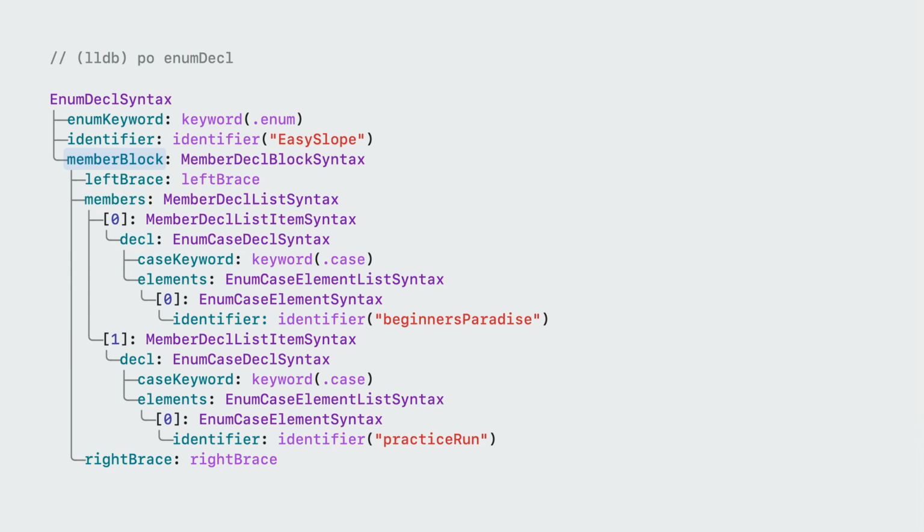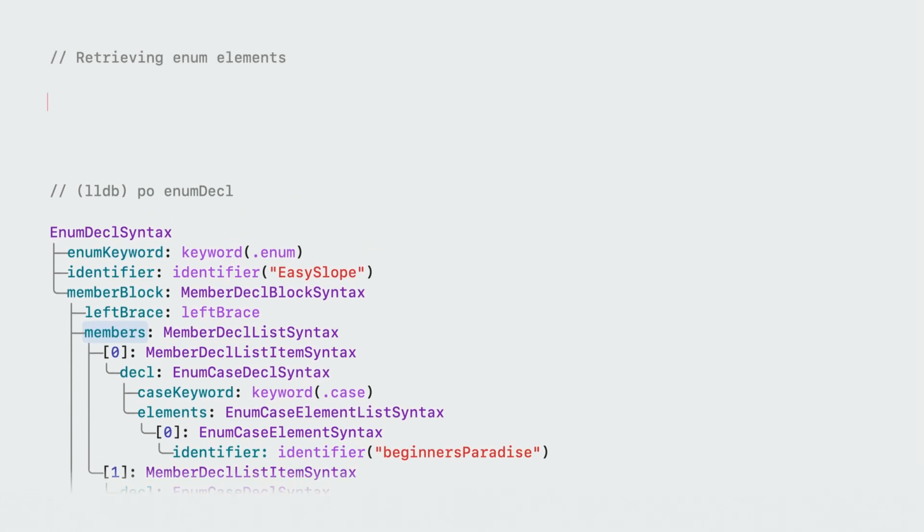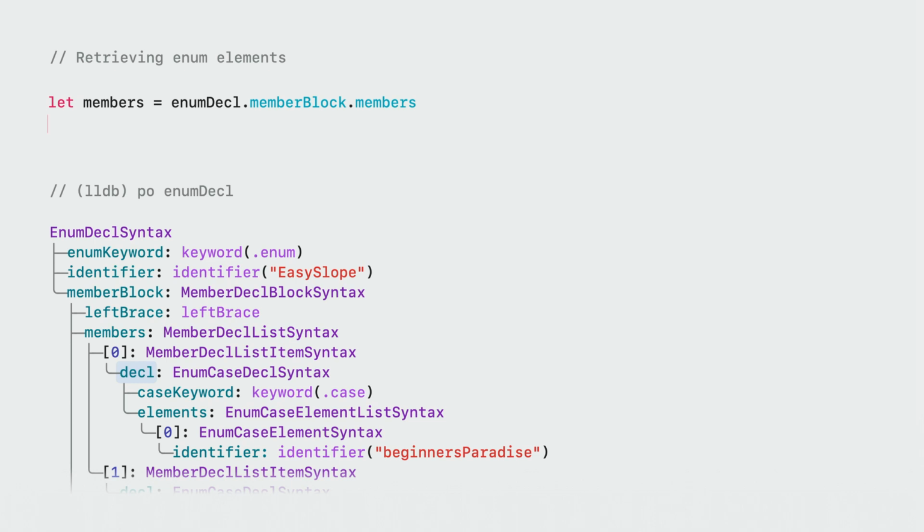The enum declaration has a child called member block. This member block contains both the braces and the actual members. So to access the members, we start with enumDecl.memberBlock.members. These members contain the actual declaration, as well as an optional semicolon. We are interested in the declarations. In particular, those declarations that actually declare enum cases. I'm using compactMap to get a list of all the member declarations that are enum cases.